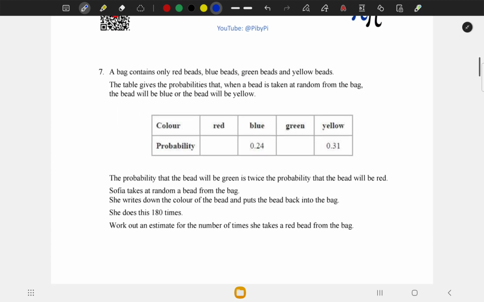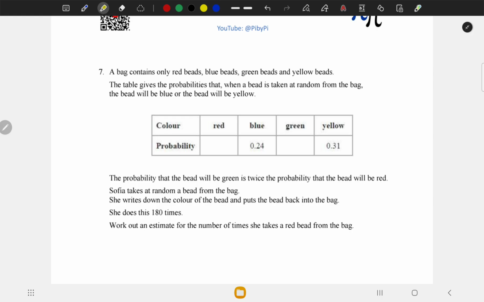This is a question on probability. A bag contains only red beads, blue beads, green beads, and yellow beads. The table gives the probabilities that when a bead is taken at random from the bag, the bead will be blue or the bead will be yellow. The probability that the bead will be green is twice the probability that the bead will be red.